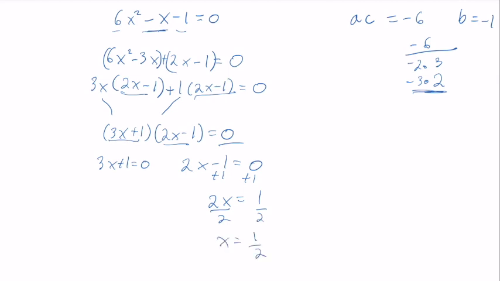I subtract 1 from both sides. I get 3x equals negative 1. I divide both sides by 3. So x equals negative 1/3.